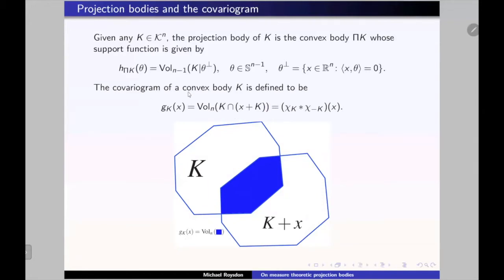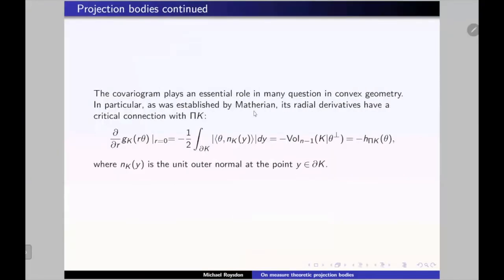So the covariogram of a convex body, g sub K of x, is the volume of K intersected with its translates. So you take K, you shift it, and you take the volume of the intersection. In fact, if you use Fubini's theorem, you can see that this is the convolution of the characteristic function of K with the characteristic function of the reflection of K. And then from here, what Matheron was able to prove in the 1970s is that the radial derivatives of this covariogram function are connected to the projection body.